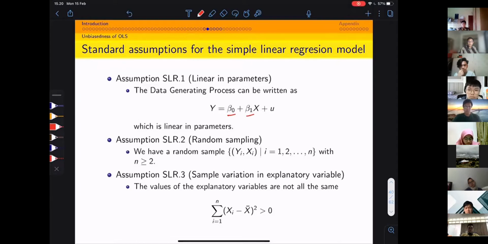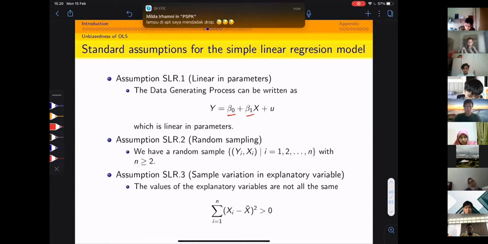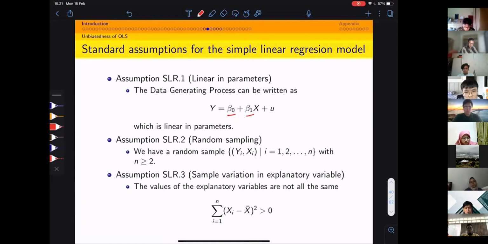The second assumption is random sample. Again, you want to have a representative sample of the population. To get a representative sample of the population, you have to do a random sample. You cannot do a purposive sample, you cannot do convenience sampling, you need to do random sampling of the data from the population. And then assumption 3 is sample variation in the explanatory variable. Basically, the values of the explanatory variable are not all the same.